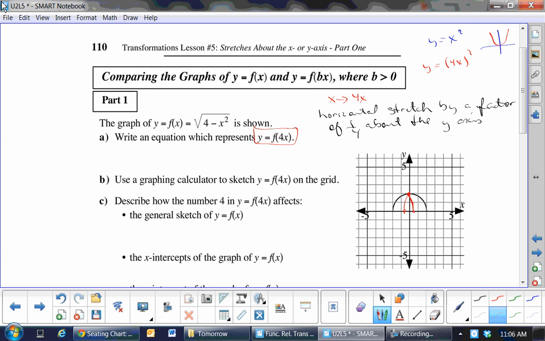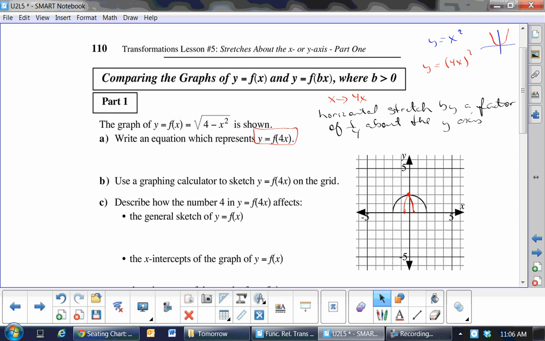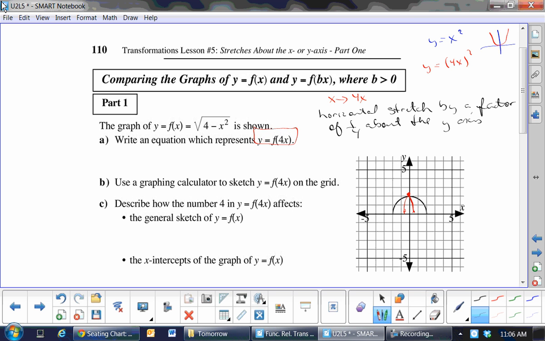So if I graphed it, you're going to see it's going to look something like this, right? Is that a horizontal? Yeah, that's a horizontal stretch by... Yeah, okay. Yeah, that's right. Okay. You just proved it to yourself.